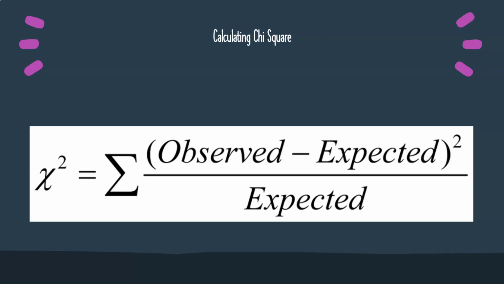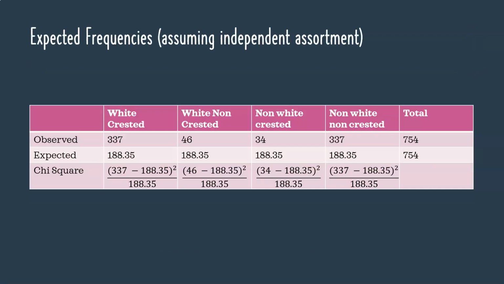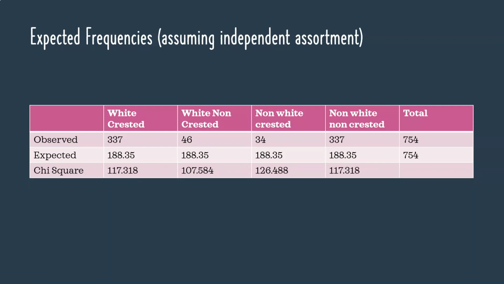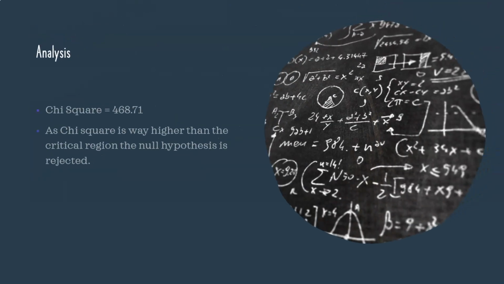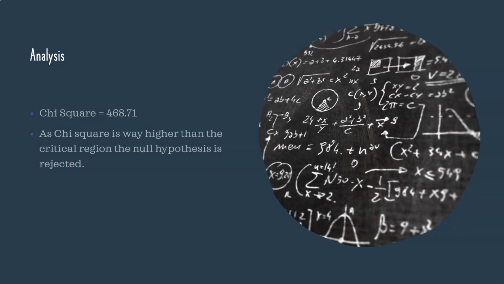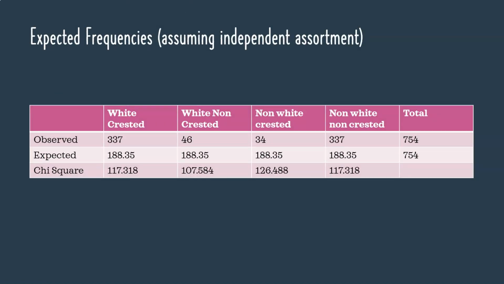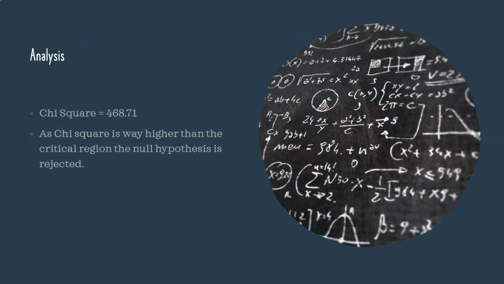Okay, so now it comes to calculating chi-squared. We need to do this for each of our values, remember. There's our calculation. So we've got our observed values, our expected values, and there I've got the calculations for chi-squared in each of those cells. I then worked that out for each one and added them all together, which didn't appear in the table. Our total chi-squared was 468.71, a lot higher than what our critical value was.